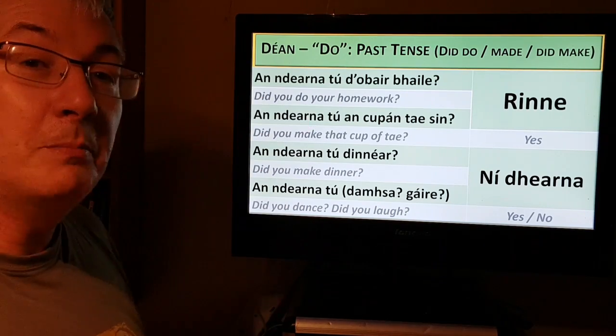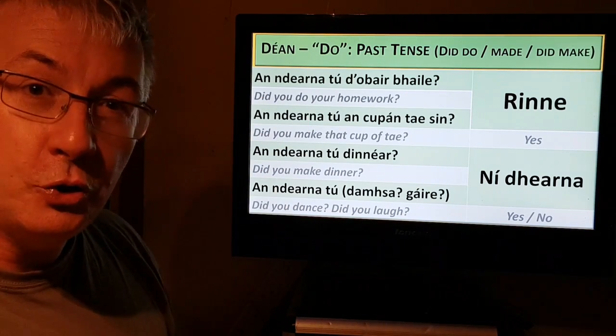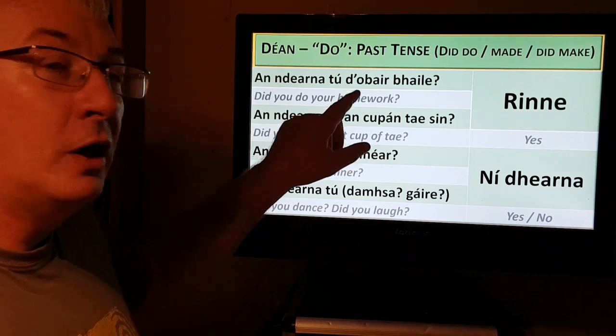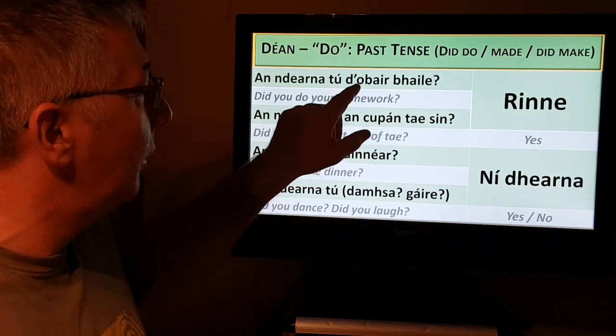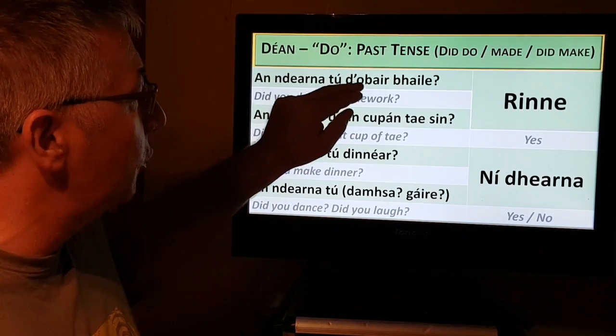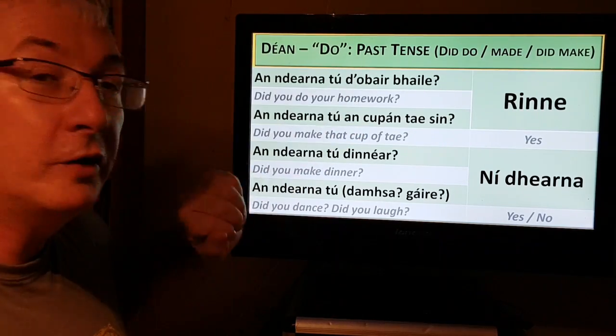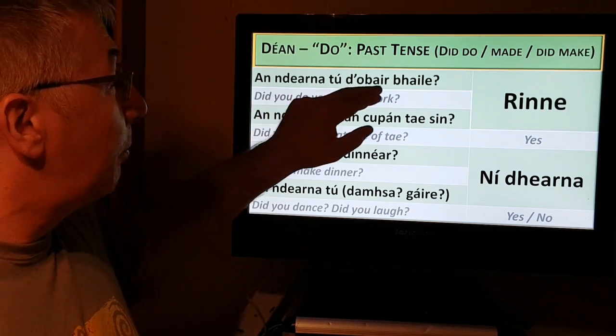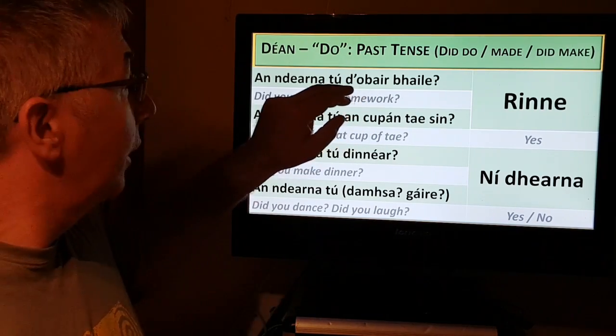So, 'an ndearna tú', remember we had that. 'An ndearna tú', did you do? 'Do' is combined in with 'obair' because there's a 'do'. 'Do' means your, but it's brought over because the two O's run together and you just make one word out of it nearly. 'Do obair', your work. 'Do obair' walla.